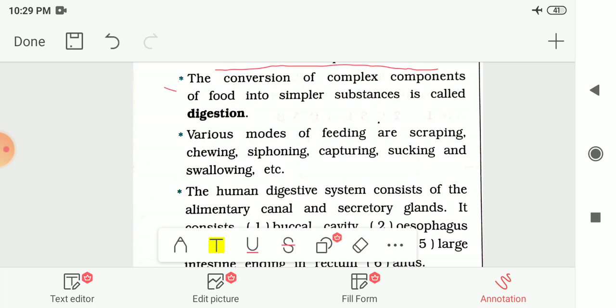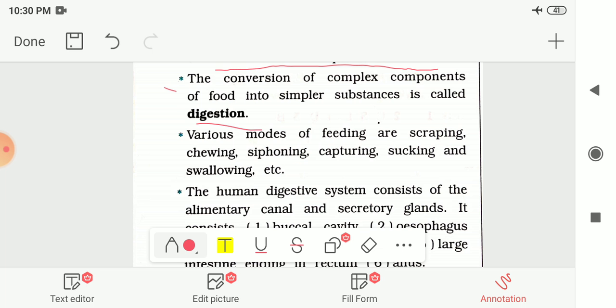This process is known as digestion, and various modes of feeding are also there, that is scraping, chewing, siphoning, capturing, sucking and swallowing, etc. These are the different methods by which we take food, or by which different kinds of animals take food, or the intake methods for food.